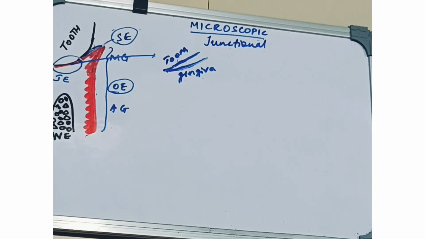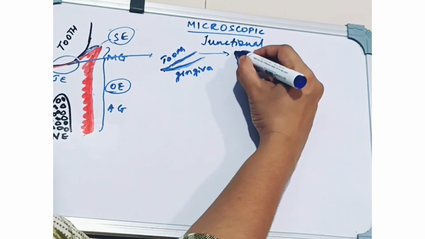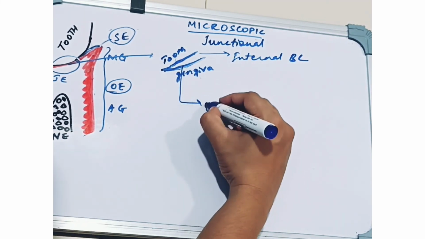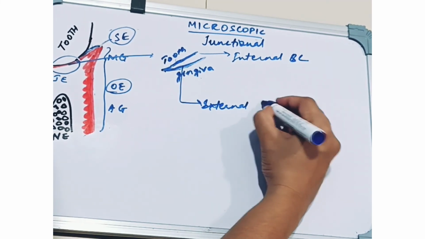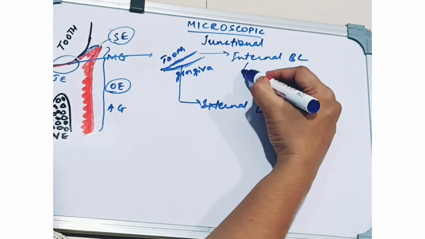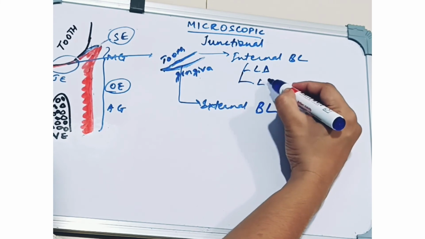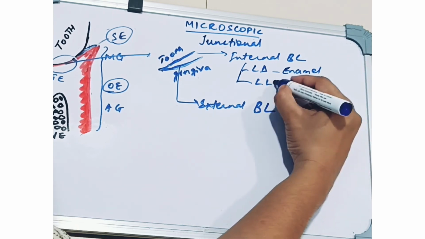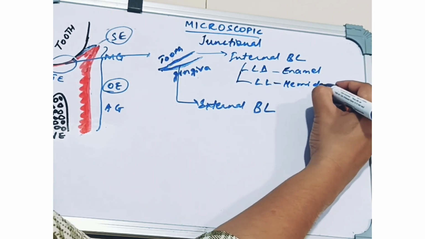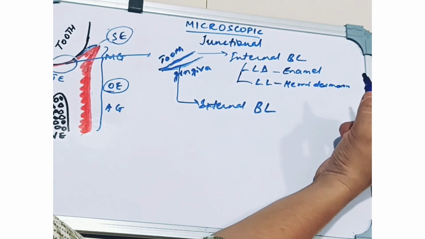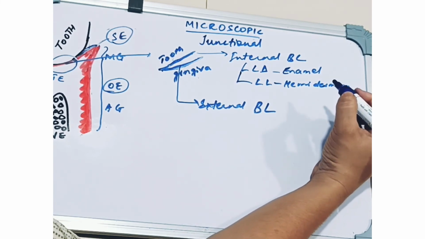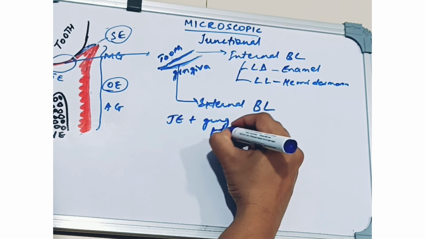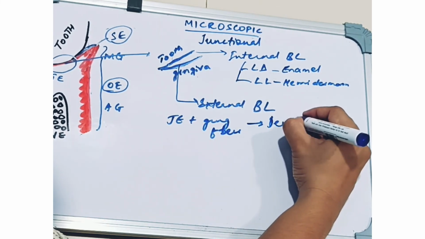Now the junctional epithelium is attached to the tooth by internal basal lamina, and it is attached to the gingiva by external basal lamina. Now this internal basal lamina has again two parts. We have the lamina densa and the lamina lucida. Lamina densa is adjacent to enamel, whereas lamina lucida shows the presence of hemidesmosomes. Now these hemidesmosomes regulate gene expression, cell proliferation and differentiation. Junctional epithelium plus gingival fibers is what is called the dentogingival unit.